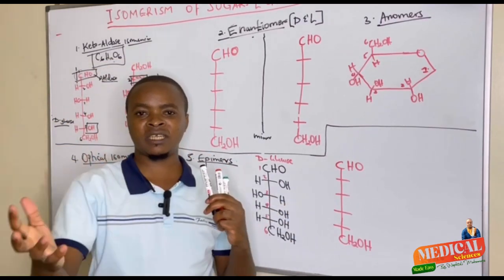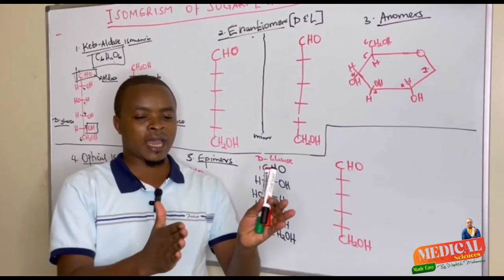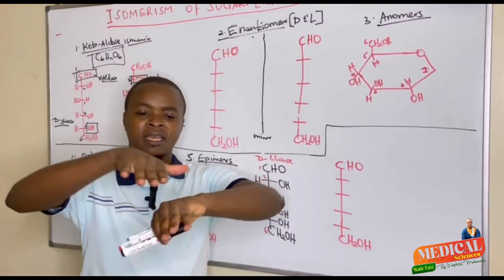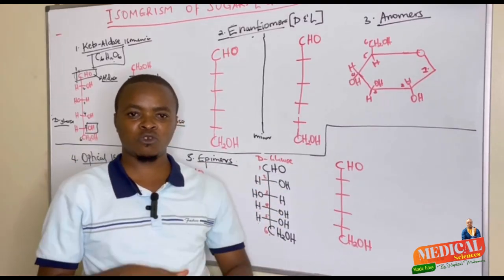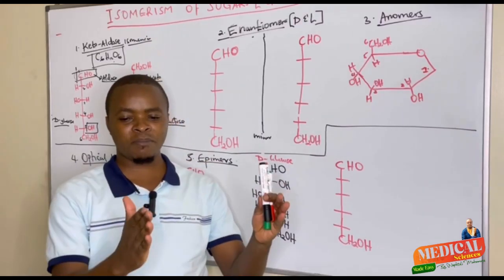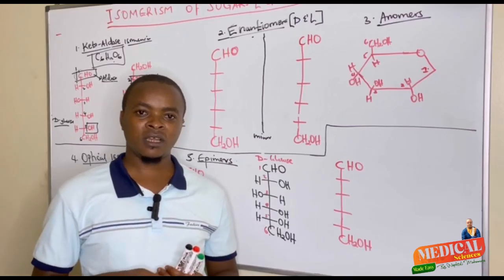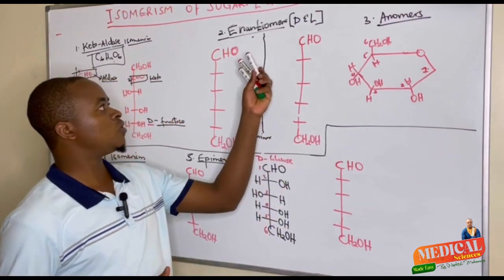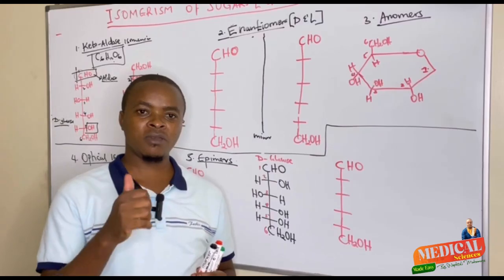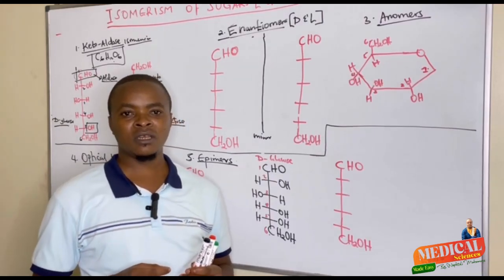It is like the right hand and the left hand. They are mirror images of each other, but they are not superimposable. They cannot lie flat on each other, but they are mirror images of each other. And these are the ones that we call enantiomers. As examples, we have D-glucose and L-glucose being enantiomers, which is a form of stereoisomers.